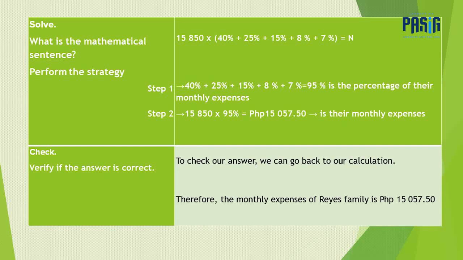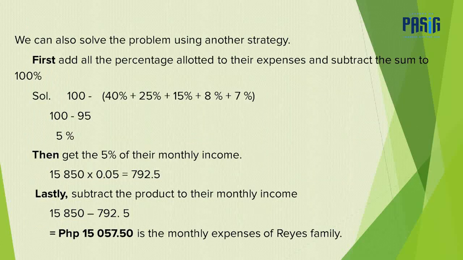So after that, the last step, we have check. Verify if the answer is correct. To check our answer, we can go back to our calculation. So therefore, the monthly expenses of the Reyes family is 15,057 pesos and 50 centavos. We can also solve the problem using another strategy.